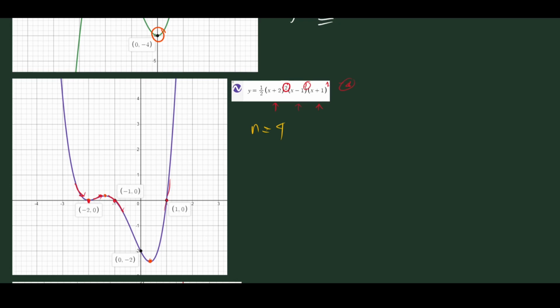Now, in order to determine this stretch factor right here, we have 1/2. We just need to substitute this point into our preliminary equation that we can derive. Okay, so let's proceed.